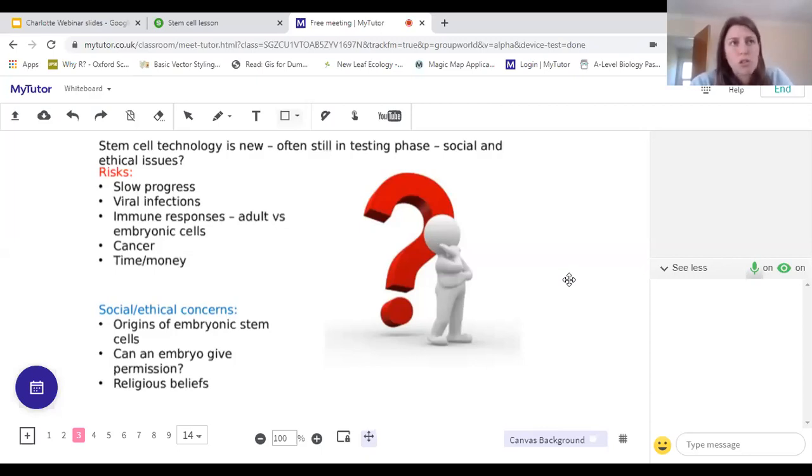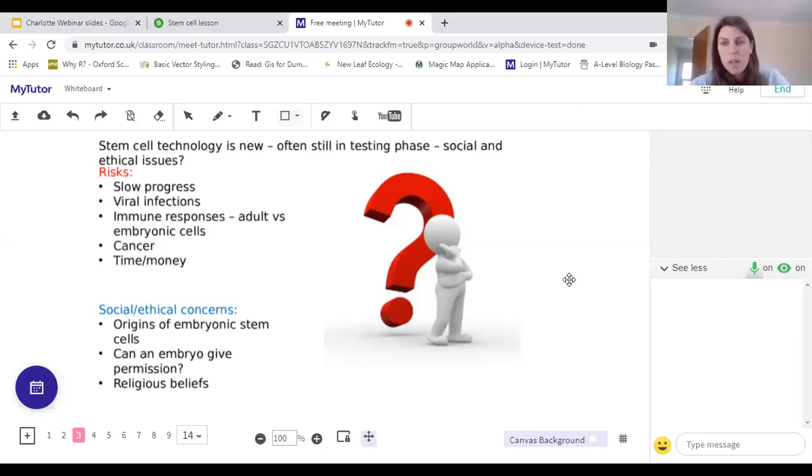And lots of people have lots of different opinions about this. So if you're using an embryo, has it given permission? It can't, it's an embryo, but does it have a right to give permission for its cells to be used? Is it a good thing, a moral thing, an ethical thing to use the cells of a child or an embryo for that sort of thing? So there's lots and lots of ethical concerns there. They often tie in with religious beliefs as well about whether an embryo should be treated in that way. So there are lots of social or ethical concerns, particularly around the use of embryonic stem cells.